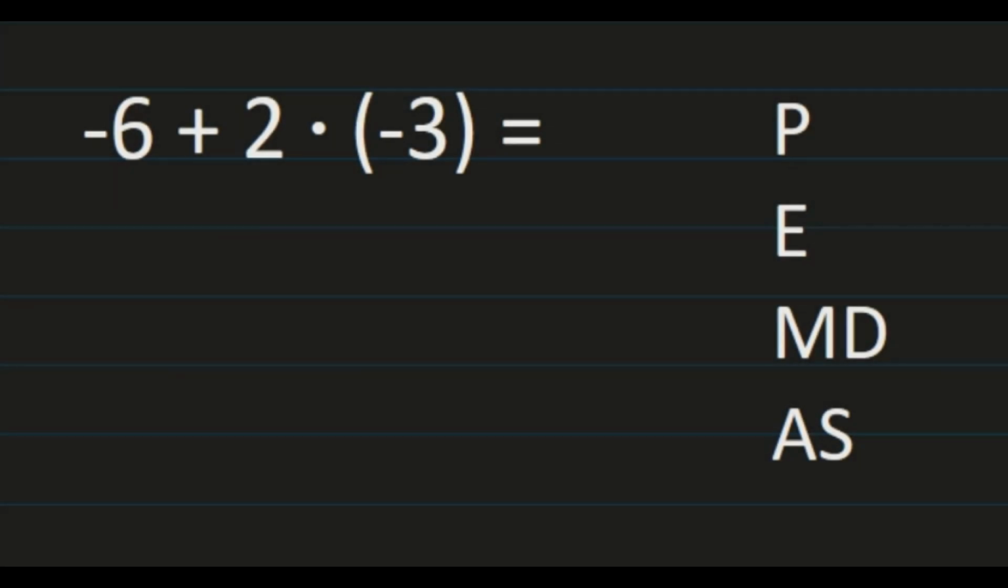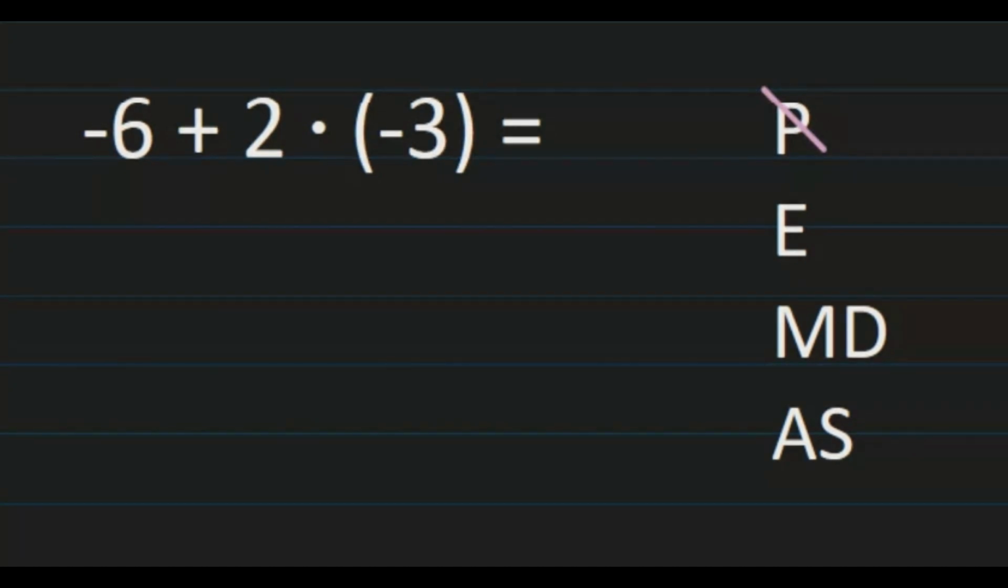Let's take a look at our examples. In this example, I have -6 plus 2 times -3, and I'm going to use PEMDAS to solve my problem, but remember, it doesn't matter whether you use PEMDAS, GEMS, or another method, your steps are still the same. We're still going to start by looking for grouping symbols, and we don't have any.